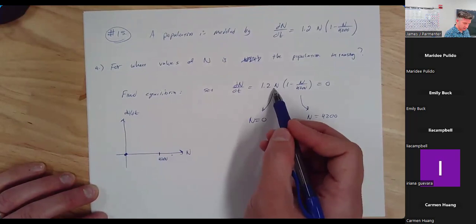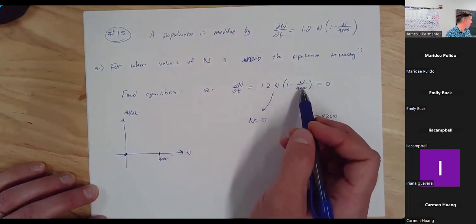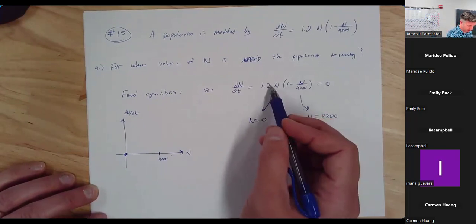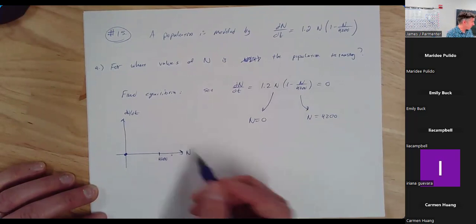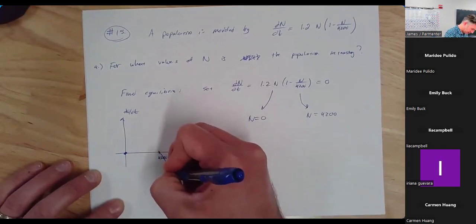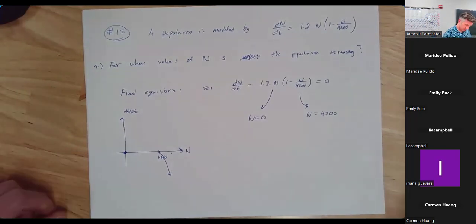1.2 times a billion is positive. 1 minus a billion over 4,200 is still a pretty big number. 1 minus a pretty big number is a negative number. So it's a positive times a negative, so it's going to be negative over here. So that means our dn dt over here is negative, which means n is decreasing.